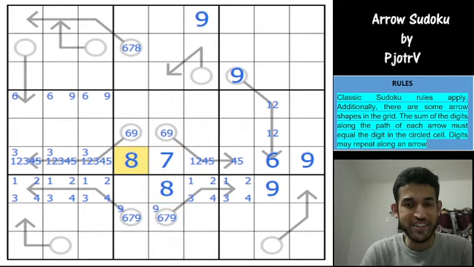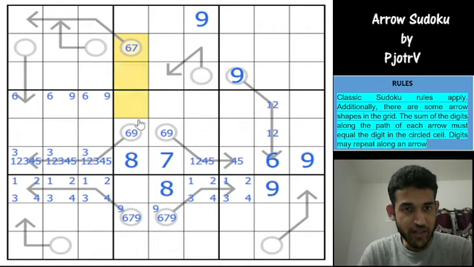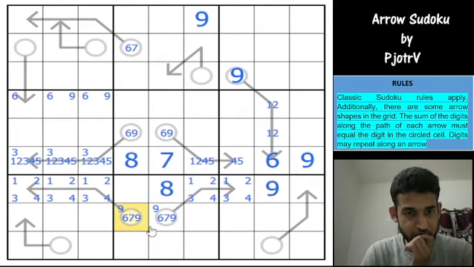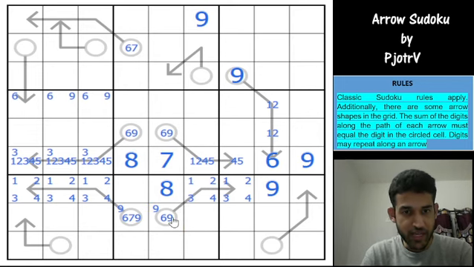Superb, guys. What a start to the Sudoku. One of the best arrows I've solved in a long time. So that gives an 8 here. And we have a triplet now, right? So 7 here removes the 7 from this cell. That's 6 and 9.